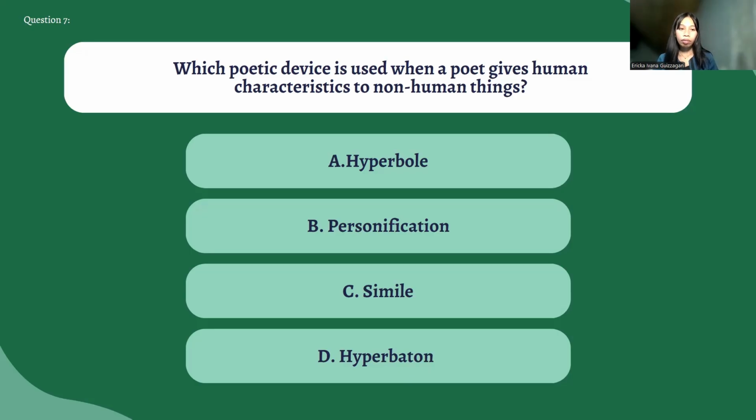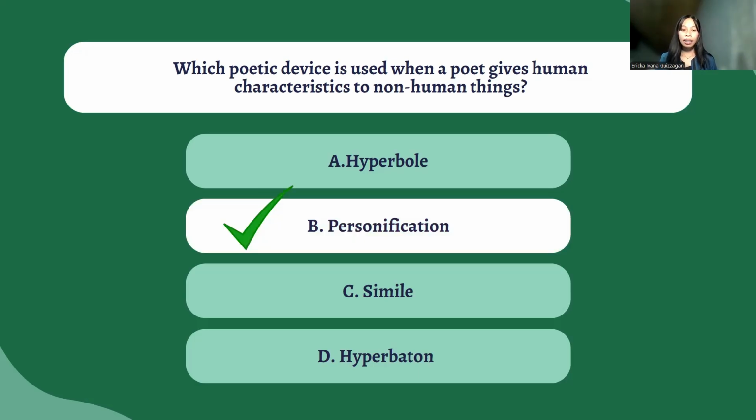Okay, next we have question number 7. Which poetic device is used when a poet gives human characteristics to non-human things? Is it A, hyperbole, B, personification, C, simile, or D, hyperbaton? I will give you time to answer this question and you may pause this video.